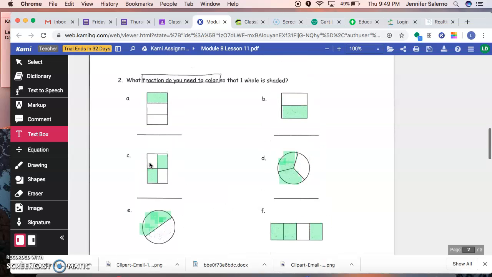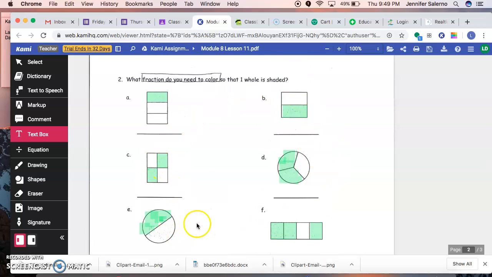This page is now showing us all different shapes with parts already shaded, and now we need to write the fraction. However, let's look at what the directions are asking us. What fraction do you need to color so that one whole is shaded? So they're not asking us to write, for example, a lot of you would look at this and say, oh, Miss Zavaye, this is 1/3. Yes, that's correct when you look at it. But our directions are asking us how many would we need to shade in to make sure that everything is put together to one whole.